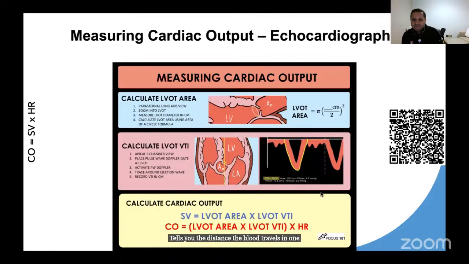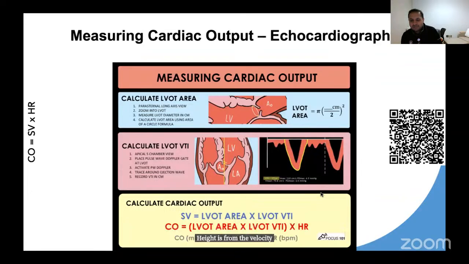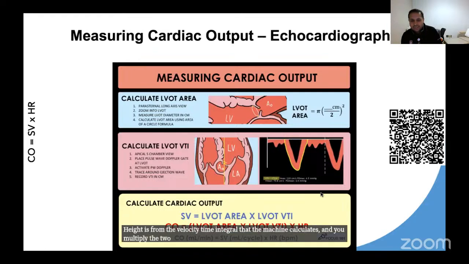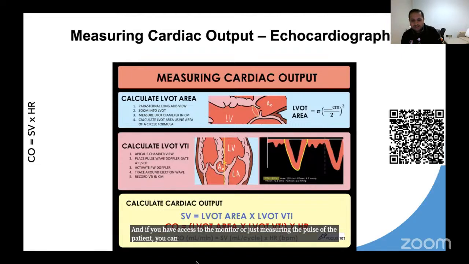Now that we have the area and the distance, we can multiply the two to get the stroke volume, which, if you think about it, is the volume of a cylinder, because it's area times height. So pi r squared for the LVOT area, height from the velocity time integral that the machine calculates, and you multiply the two to get stroke volume. If you have access to the monitor or just measure the pulse of the patient, you can multiply by heart rate to get cardiac output.